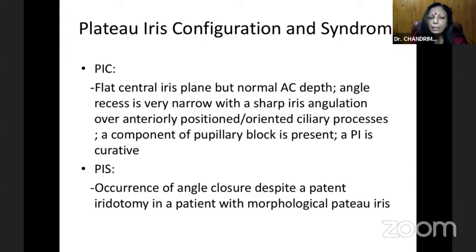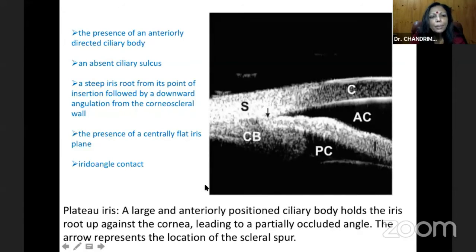But in the plateau iris syndrome, there is occurrence of an angle closure despite a patent iridotomy in a patient with morphological plateau iris. So if you have a look at that, the presence of an anteriorly directed ciliary body, an absent ciliary sulcus, a steep iris root from its point of insertion, followed by a downward angulation of the sclerocorneal wall, and the presence of a centrally flat iris plane and irido-angle contact. So the plateau iris, a large and anteriorly positioned ciliary body, actually pushes this entire thing up and holds the iris root up against the cornea, leading to a partially occluded angle, as you see out there.